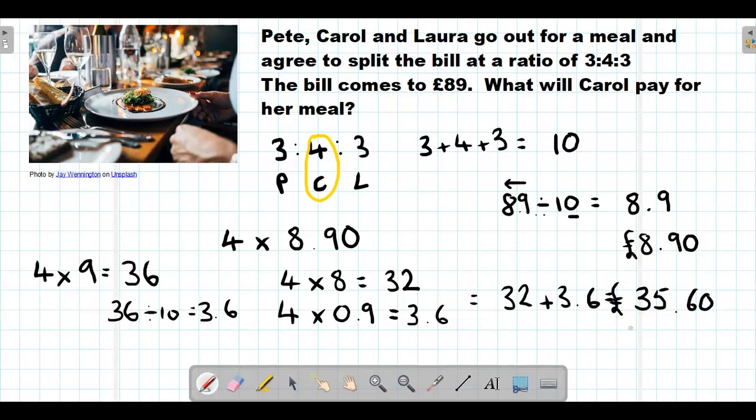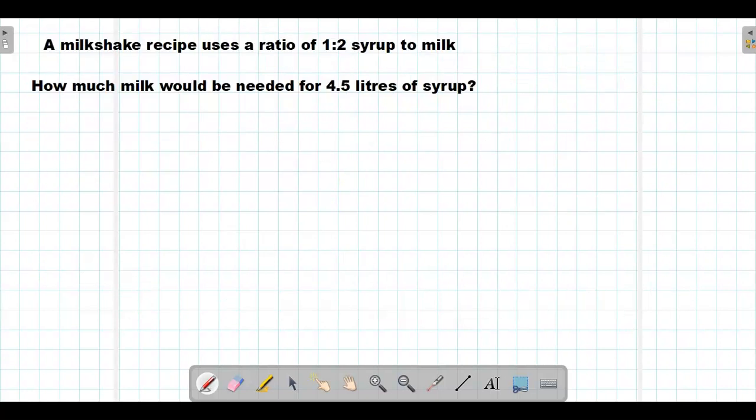Okay, how was that? Did you find that straightforward or was that tricky? Let's try another question. So here is another example of a ratio question. A milkshake recipe uses a ratio of 1 to 2 syrup to milk. So remember the order, 1 to 2 syrup to milk, so 1 syrup to 2 milk. Now how I read that is, for every 1 piece of syrup I've got double the quantity in milk. How much milk would be needed for 4.5 litres of syrup?